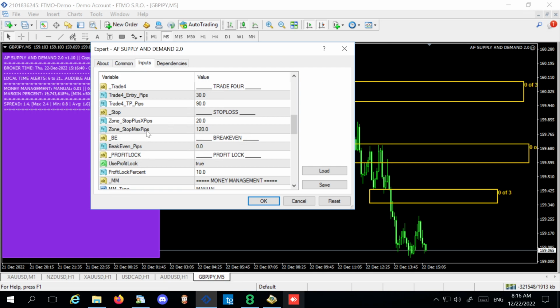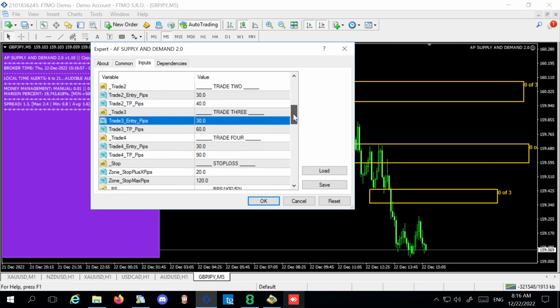The max stop, or the max stop in pips, will be 120 pips. Again, you can adjust these, which are very, very simple. Very important fact here as well, guys: a lot of retail traders do in fact lose because of a very tight stop loss. So do bear that in mind.